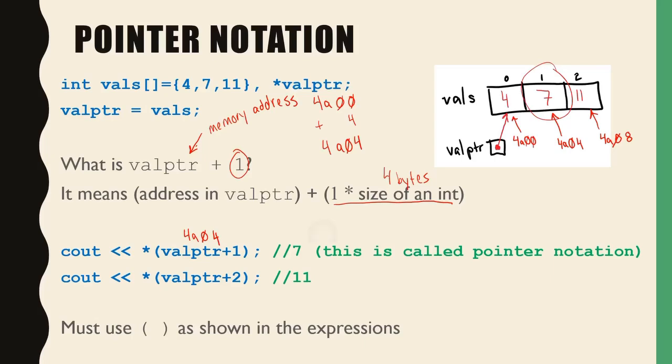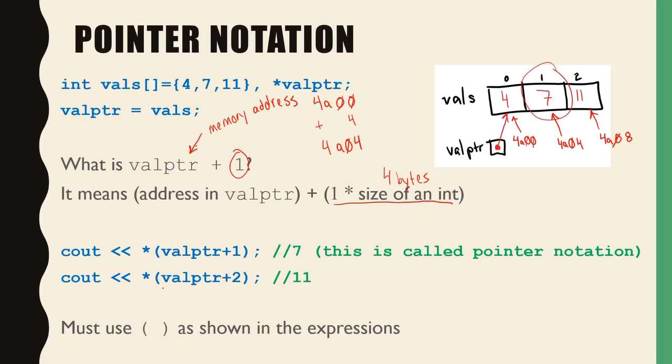So now if I use the indirection operator to dereference it, we're now talking about the value that this pointer points to. The value that this memory address points to would be 7. This is called pointer notation when you dereference a pointer that points to an array element.